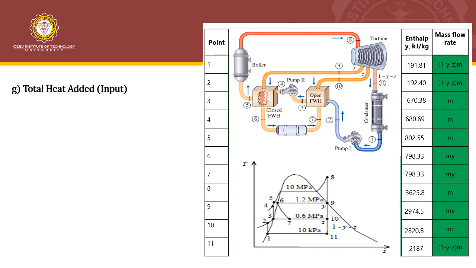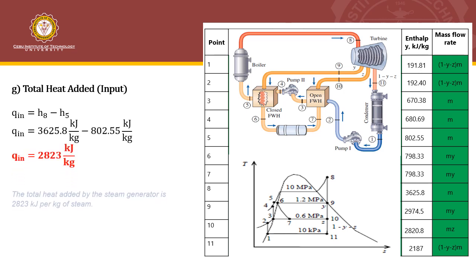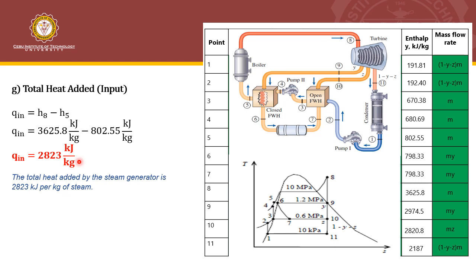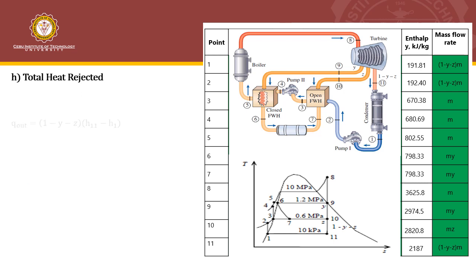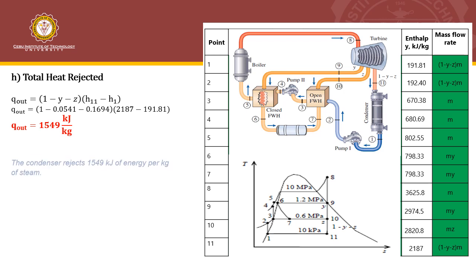So for the total heat input, that is the heat input in the boiler, just substitute the change of enthalpy across the boiler. So we get 2,823 kilojoules per kilogram. For the heat rejected at the condenser, we just multiply the mass flow rate to the change of enthalpy. So the heat rejected in the condenser is 1,549 kilojoules per kilogram.